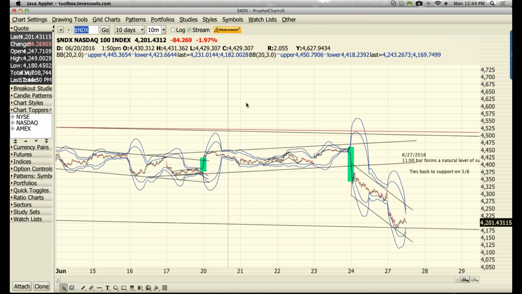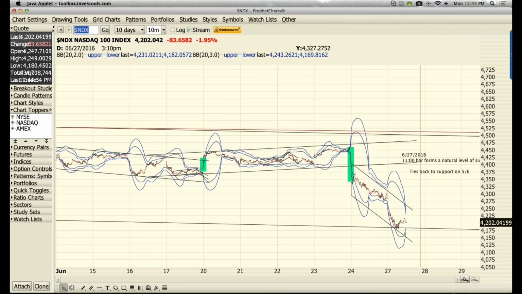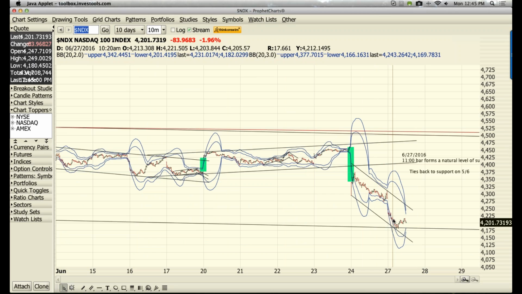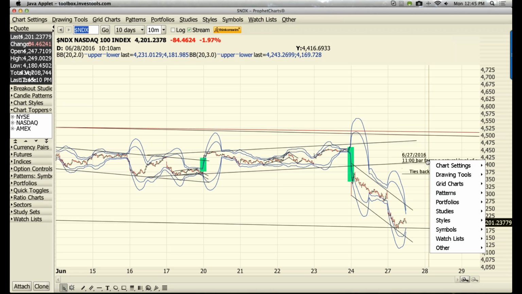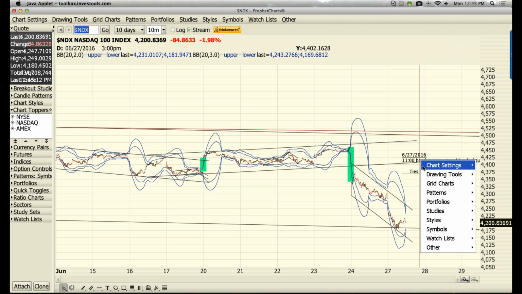But now I want to get down to our 10-minute chart. So this is our 10-day, 10-minute chart. What I was monitoring for this morning as we were selling off was a natural level of support. And that natural level of support actually formed on the 11 o'clock bar. So let me just drag this over a little bit here.